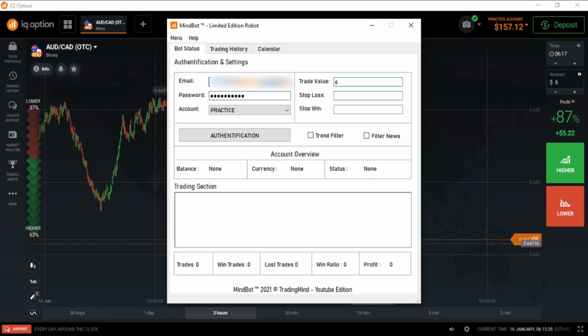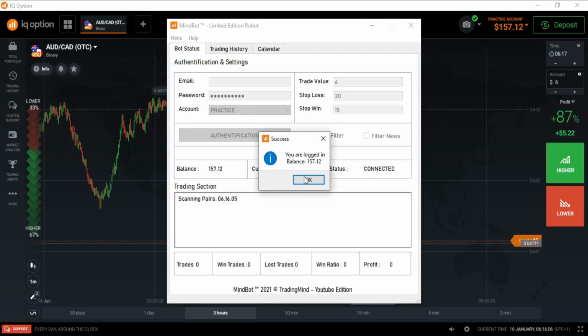So trade value 6, stop loss I will go for 17, 18, or I will go for 20. Okay, for the stop win I will go for 15. So once everything's set up, I'll go for authentication. I will use trend filter on the OTC. It's better to use the trend filter and authentication.